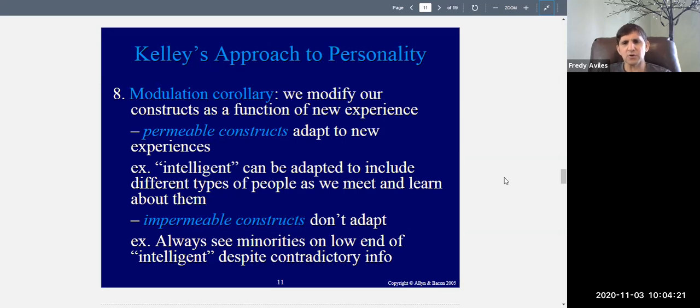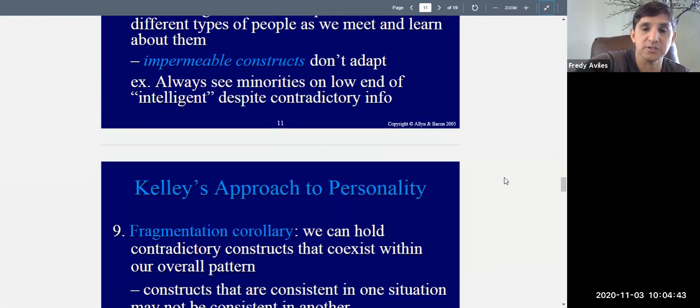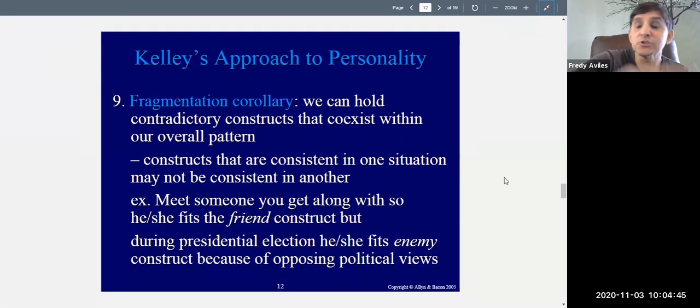So the modulation corollary says that we can modify our constructs with new experiences, right? If our constructs are permeable, then we'll do that. If they're impermeable, then they don't really adapt. And we might find ourselves frustrated because things will keep changing, and if your constructs are impermeable and don't adapt, you'll keep finding that they don't fit very well. And you'll have more problems, more frustration as you encounter situations that don't fit your expectations or your experiences.